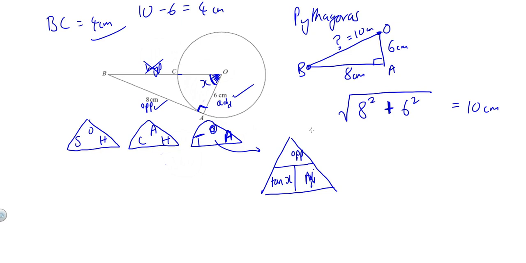So now I need to substitute the numbers that I have. Opposite is 8 centimeters. Adjacent is 6 centimeters. So now I've got to do divide. So tan x is equal to opposite divided by adjacent, 8 divided by 6. So what I need to do now is get the angle. Remember, x is the angle. I need to shift the tan out of the way.